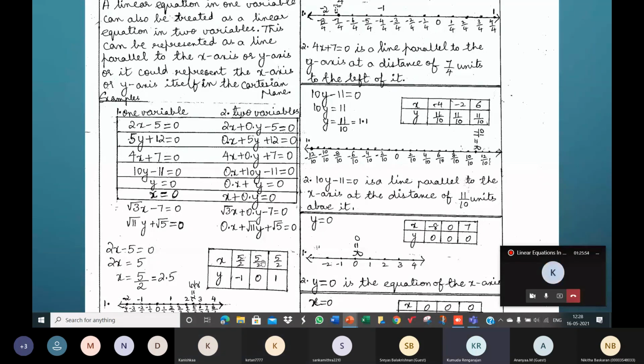This pair? 2.5 comma 0 lies on the x-axis, ma'am. On the x-axis. What about the next one? 5 by 2 comma 1? Ma'am, 2.5 comma 1 lies in the first quadrant, ma'am. Lies in the first quadrant.